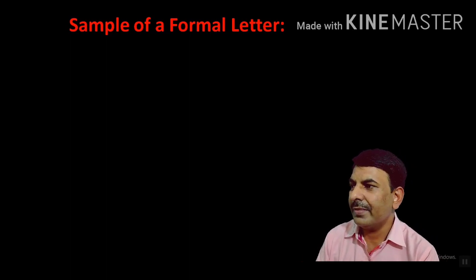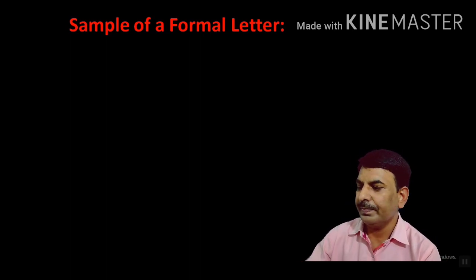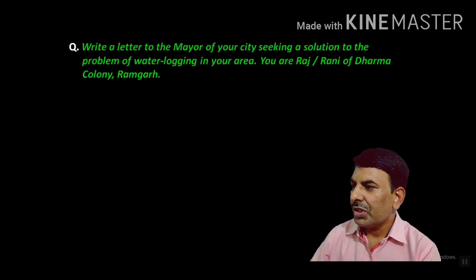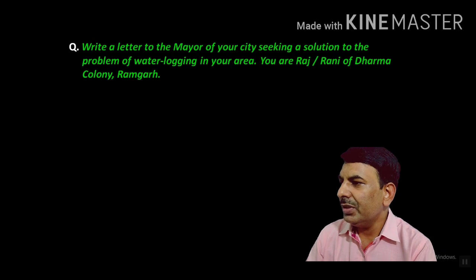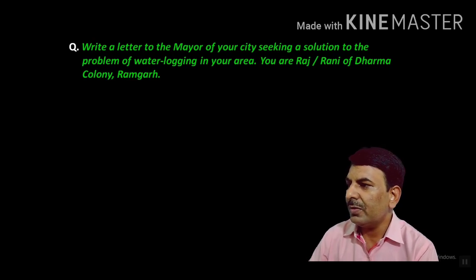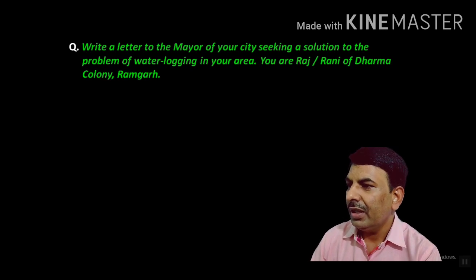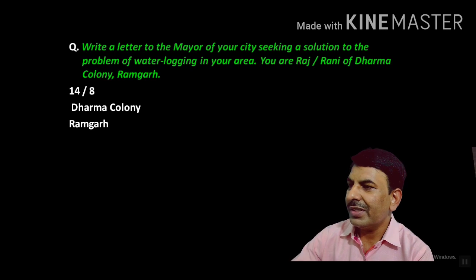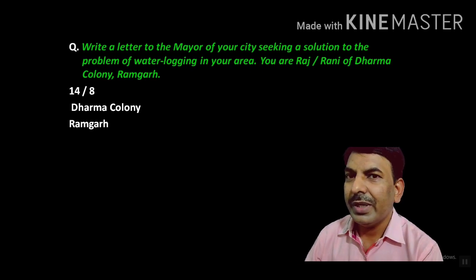Dear students, let us have a sample of a formal letter. Question is given: write a letter to the mayor of your city seeking a solution to the problem of water logging in your area. You are Raj Rani of Dharma Colony, Ramgarh. This is the question in which the name has been given.